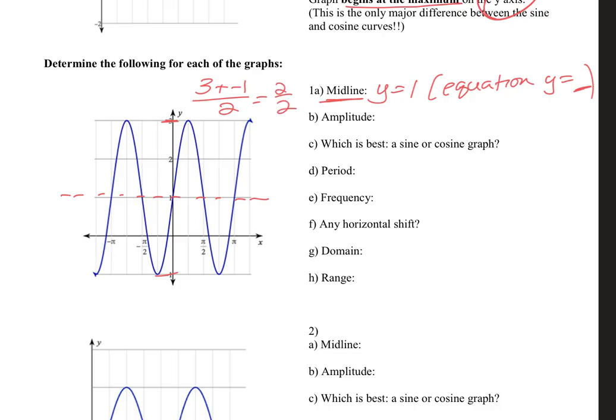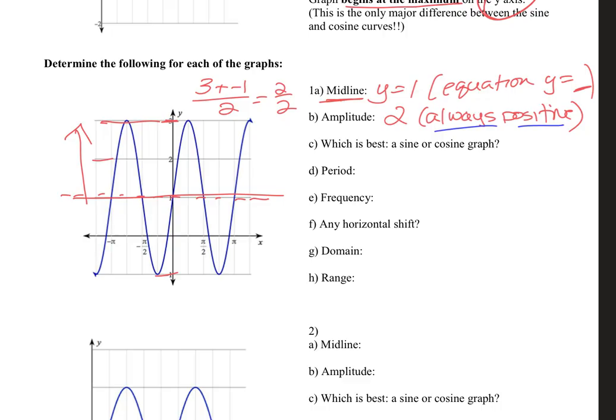The amplitude is the distance from the midline to the highest point. So how far did I go up? I went 1, 2. And this is amplitude. It's always positive. Okay, I've got to change colors. I hate writing in red. So it's always positive, the amplitude. It's like a measure of distance, so it has to be positive.